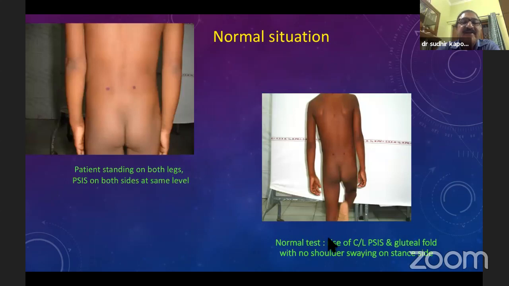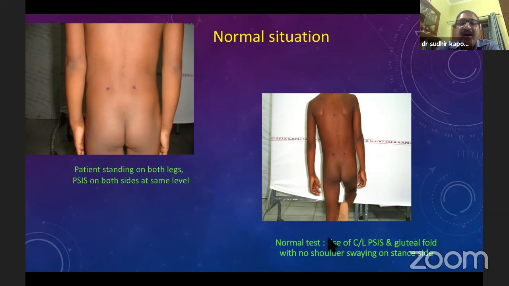Now, this is the example of a normal situation when the patient is standing on both sides. Everything is on the level. The procedure: you are supposed to examine the patient from the back, appropriately undressed. This is a child, so it is completely dressed, otherwise appropriately undressed.